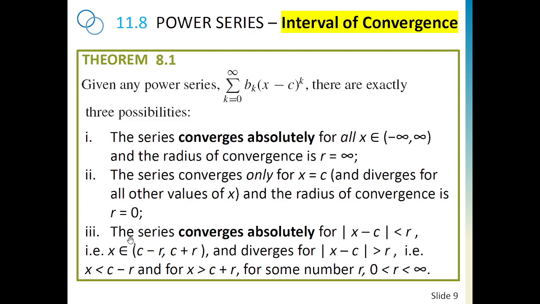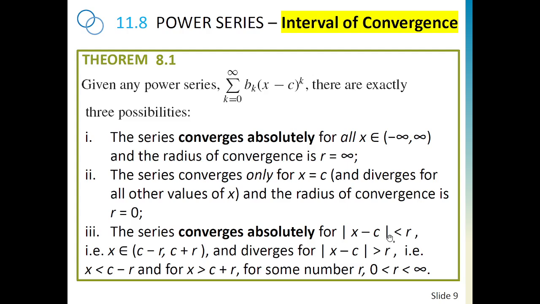And the third option, which will happen most of the time actually, is we will have an interval of convergence. So our series will be absolutely convergent in an interval for certain values of x. And you see here we'll have x minus c, so c is the center of the series, and this expression will need to be smaller than some number r. So r is actually the radius of convergence.